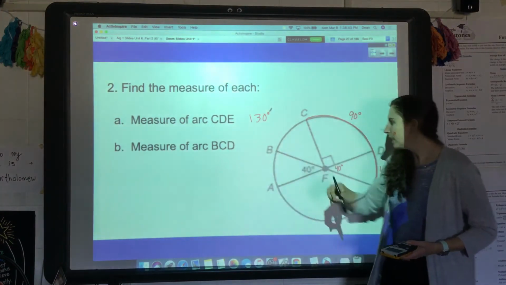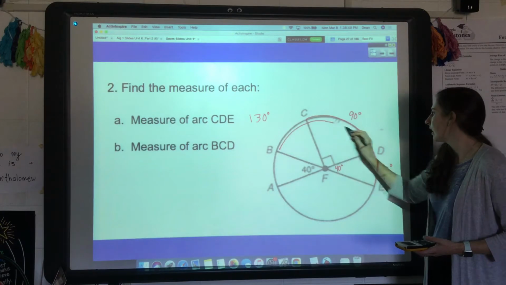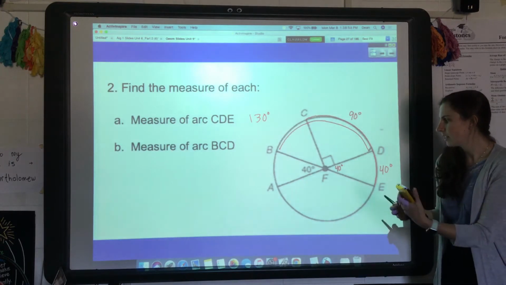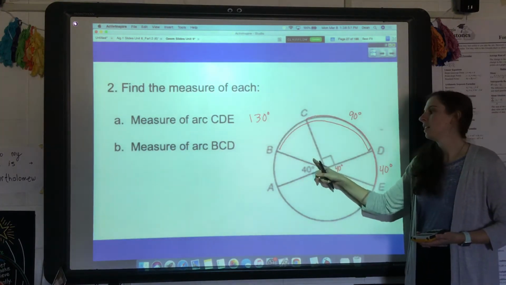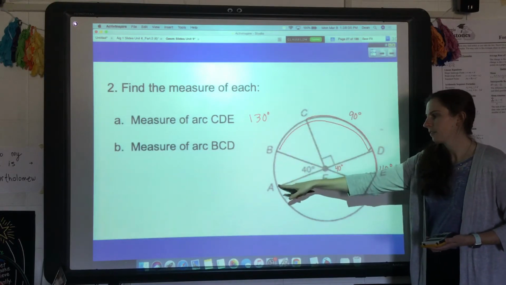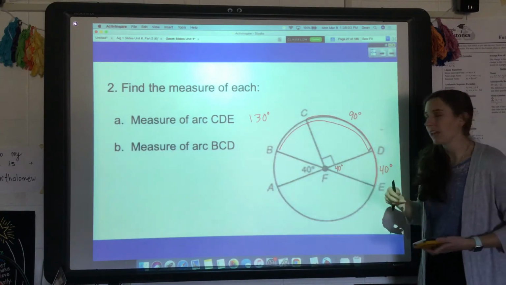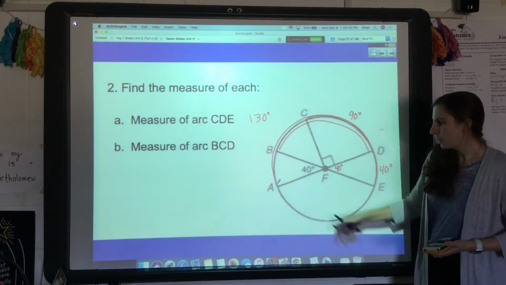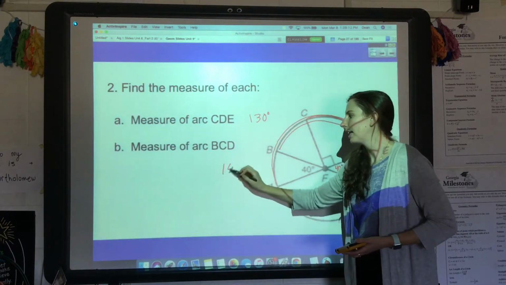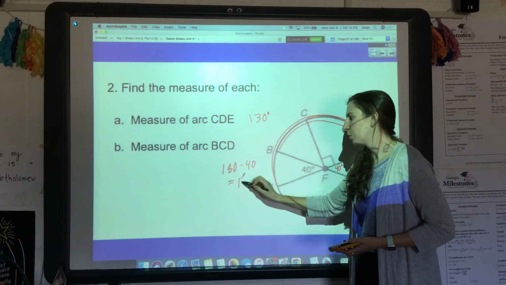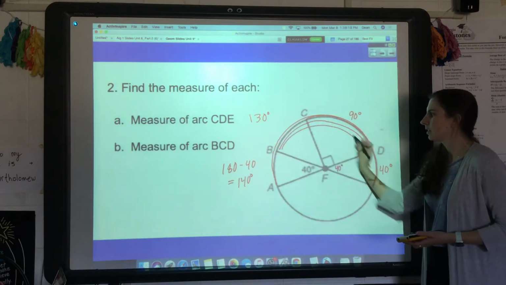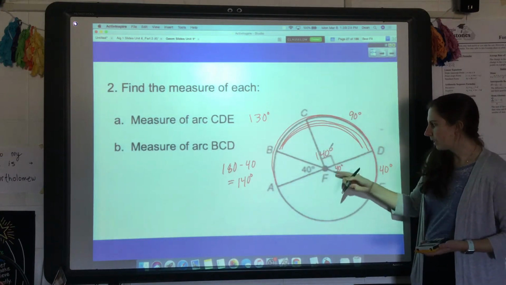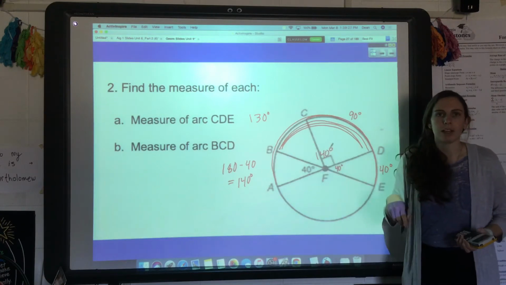If I want arc BCD, again, I'll add up that 90 plus whatever this is. This is another one where I don't know exactly what that is, but I know the whole thing is 180. One way, and we could have done this on the last one too, if I know from D to A is 180, is to take out the 40. Just do 180 minus the 40 degrees, and you get 140 left for this piece. If you wanted, you could have solved for this individually. It would have been 50, and then add it to the 90, and you get 140 that way as well.